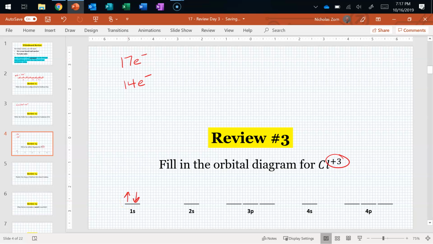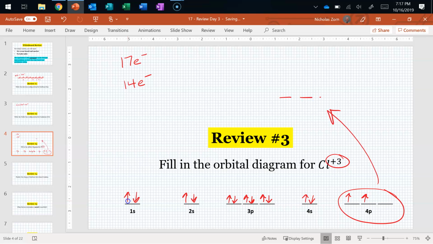So 1, 2. 1s is full, so we can move to 2s. 1, 2. So we filled in 4 at this point. When we fill in 3p, we're going to make sure everybody has first before we go back and fill in for seconds. So let's count here. I have 2, 4, 6, 8, 10, 11, 12, and then 13, 14. And that's it. Now, on the 3p here, we want to make sure that we're not doing it like this. We're not going up, down. We want to make sure that everybody gets first before we go back for seconds.